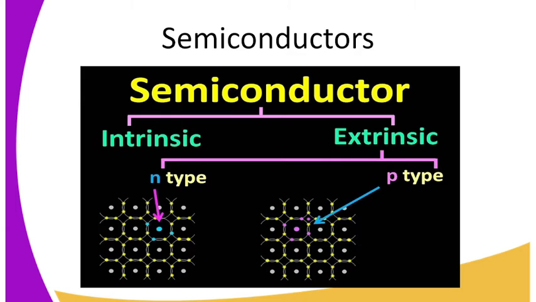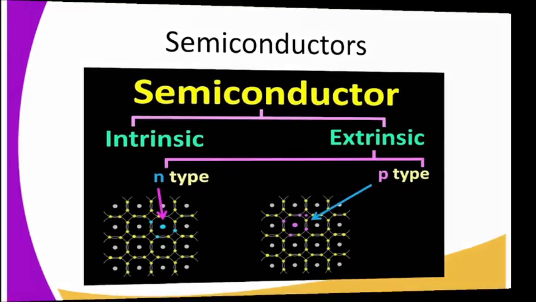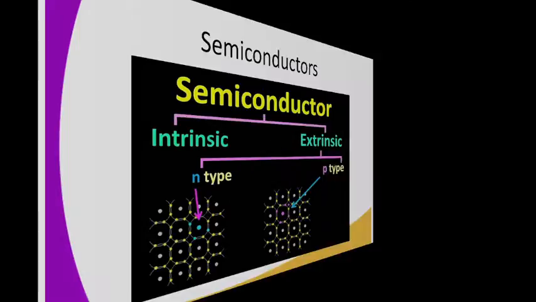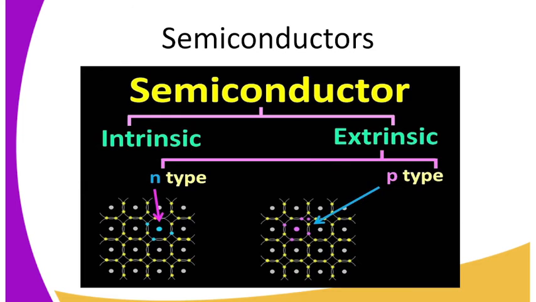We have intrinsic and extrinsic semiconductors. Under extrinsic semiconductors, we have the N-type and the P-type semiconductors. An intrinsic semiconductor is an extremely pure semiconductor like silicon and germanium. The atoms have 4 electrons in the outermost shell, which combine covalently with electrons from the neighboring atoms to form a crystal. Each atom is thus surrounded by 4 other atoms.